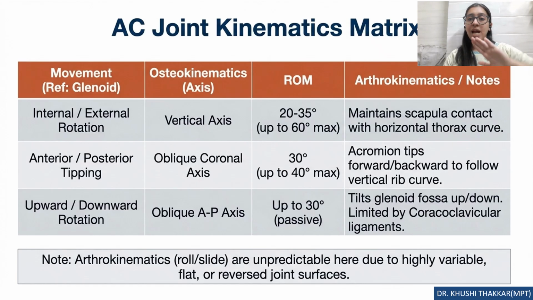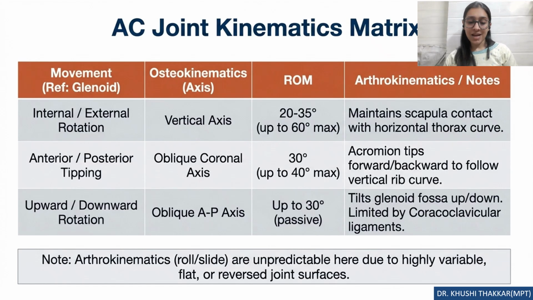Next is the upward and downward rotation. Again, this happens across the oblique anterior posterior axis up to 30 degrees, that is passive. Why we have used the term oblique here is that these movements happen in the scaption plane, the scapular plane. Now this tilts the glenoid fossa up and down and is limited by coracoclavicular ligaments. The importance of tilting of the glenoid fossa up and down, we'll understand when we discuss the glenohumeral joint mechanics.